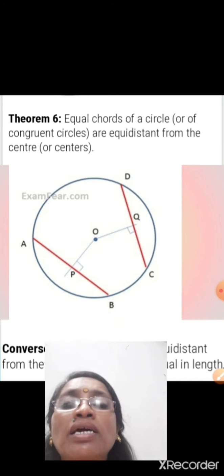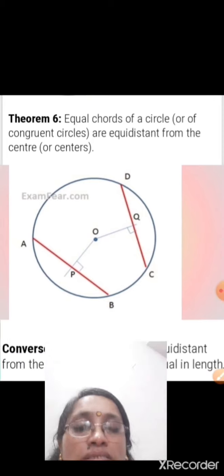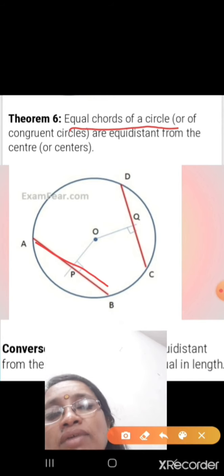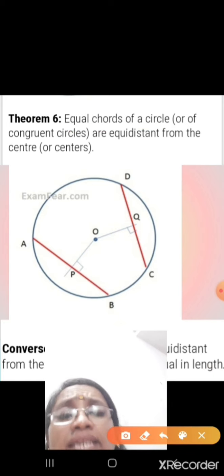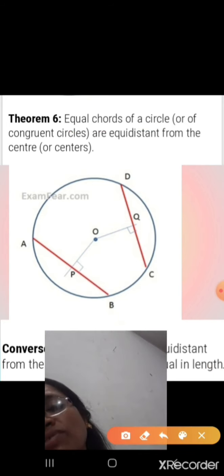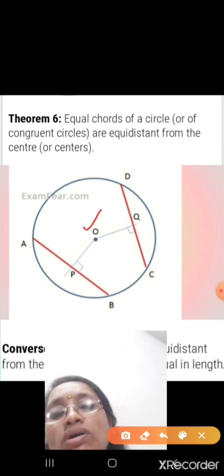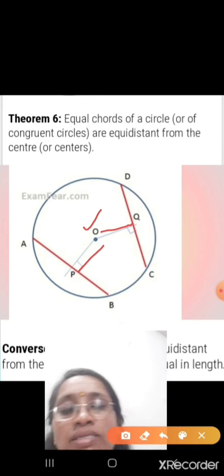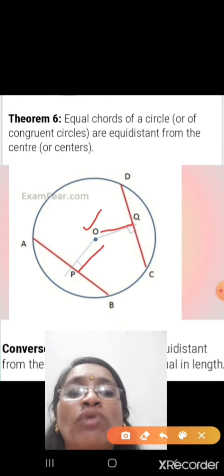So what is the statement here? Equal chords of a circle: AB is one chord and CD is the other chord. These are two equal chords, and they are equidistant from the center. Which is the center here? The center is O. The distance from the center to the chord AB is OP, and the distance from the center O to the chord CD is OQ. These two distances are equal. This is the theorem.